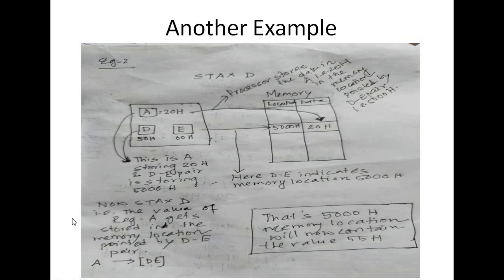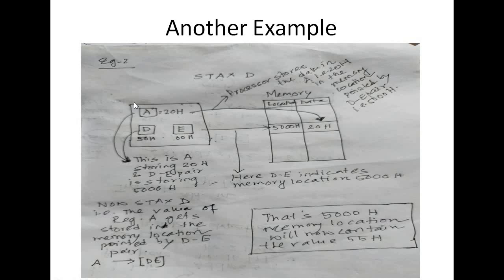Now see, I've written everything. I think you will get it clear. So STAX, that is the value of register A, gets stored in the memory location pointed by the DE pair. That is, the 5000H memory location will now contain the value, sorry, I've written it wrong. It will now contain the value 20H, not 55H, because I have taken 20H. So the data of the accumulator will be stored here as 20H, not 55H. I am repeating, it will be 20H.